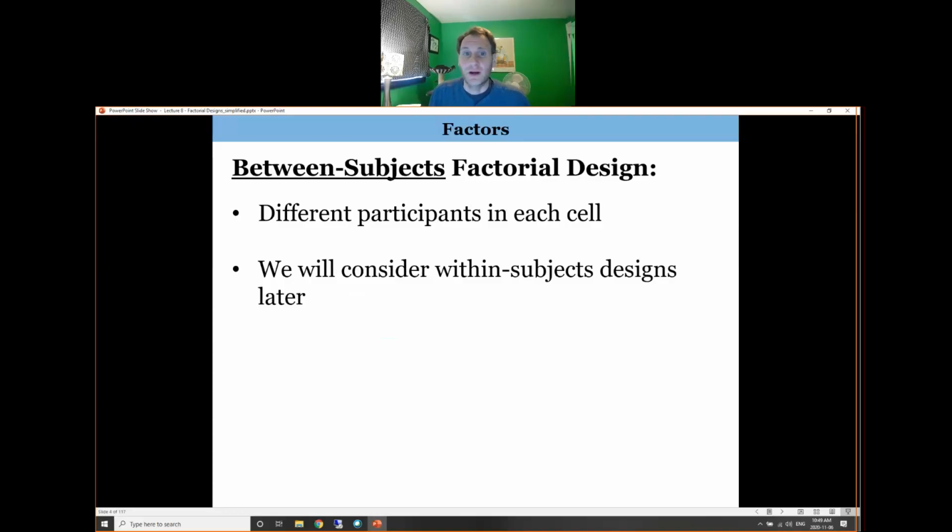At this point, we are looking at between subjects factorial designs, which means you have different participants in each cell. So in this case, you only would receive one level of drug A, and you'd only receive one level of drug B. In the next lecture, we'll get into within subjects designs, where the same people will receive multiple levels of the independent variable. For now, purely between subjects, so different subjects in each cell.